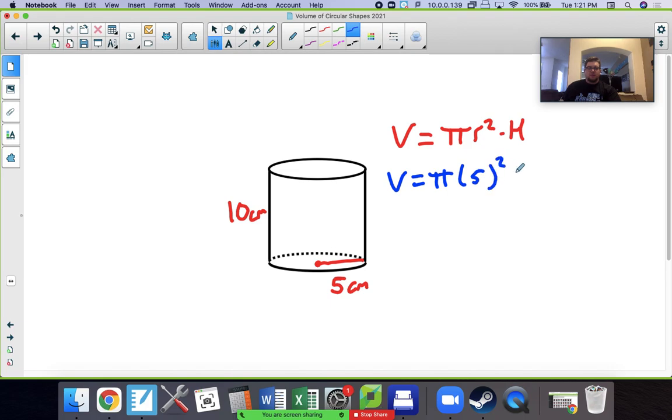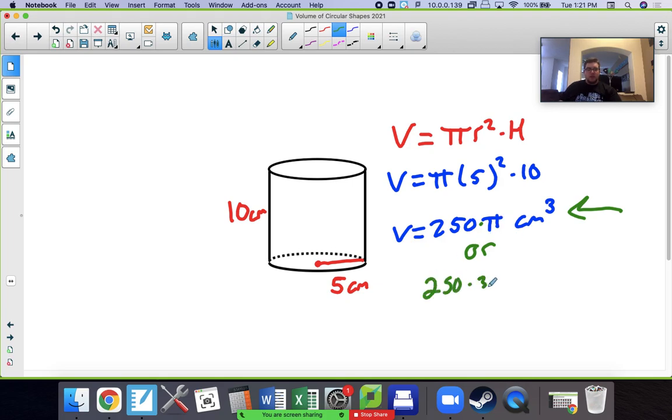Radius is 5, height is 10, so 5 squared is 25. 25 times 10 gives us 250 pi centimeters cubed. You can leave your answer right here. It's called in terms of pi. Or we can multiply 250 by our estimation of pi, 3.14. So we grab a calculator because I have no idea off the top of my head what it is. And oddly enough, it is a perfect whole number, 785 centimeters cubed.